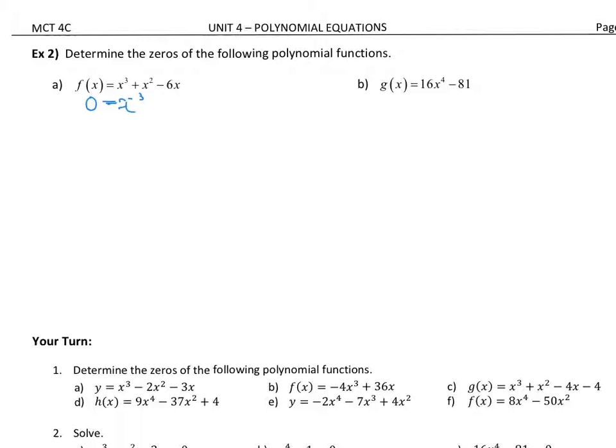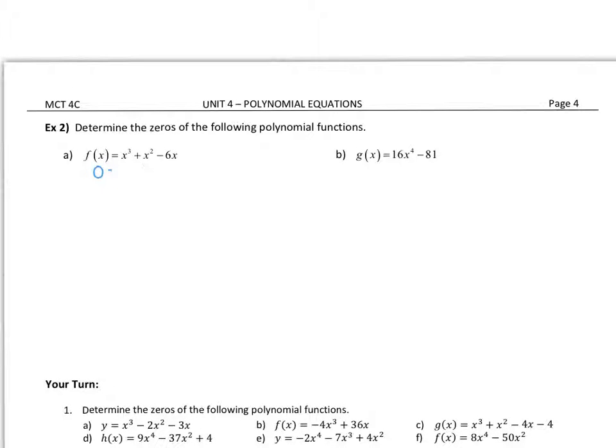Let's try that again. So 0 is equal to x cubed plus x squared minus 6x.